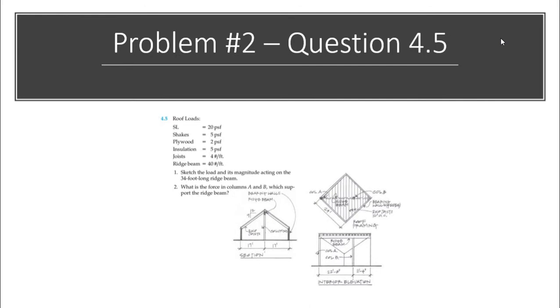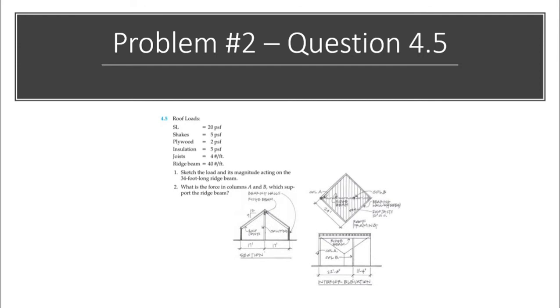Hello and welcome to problem number 2 for Static Strength Materials Spring 2019. This is for group number 5 and we have been assigned problem 4.5 for our second problem. Now problem 4.5 looks at calculating roof load and transmitting this down to the interior and exterior columns.